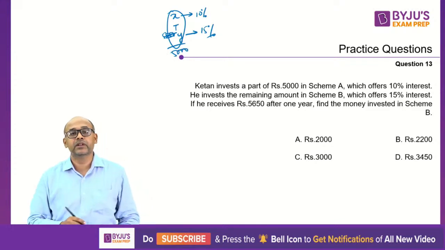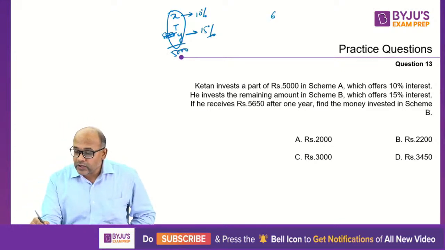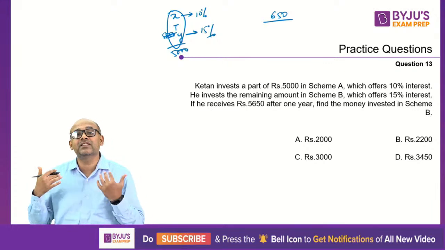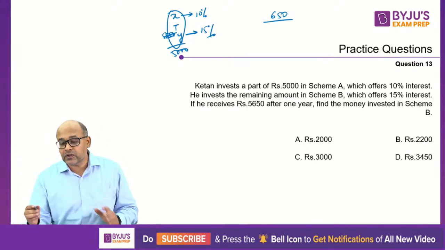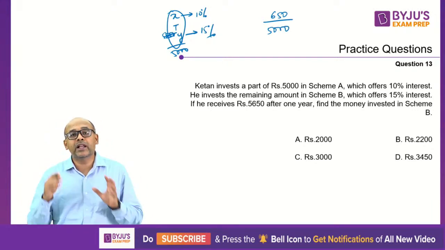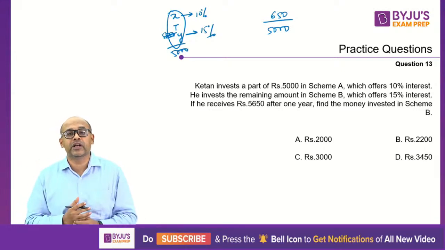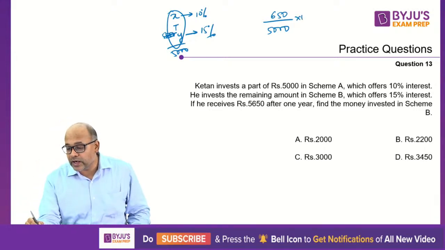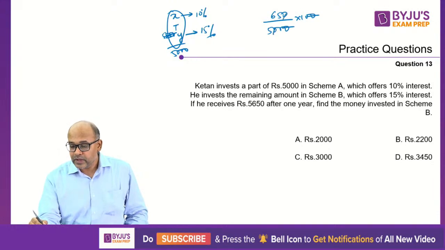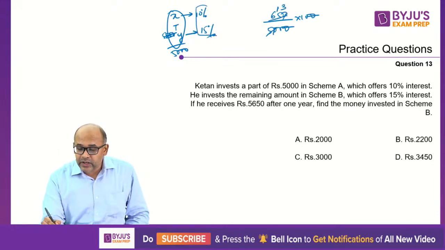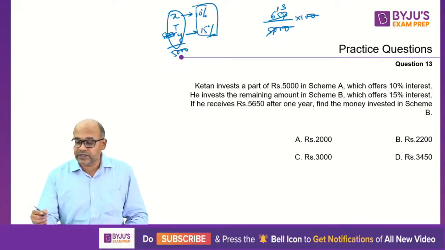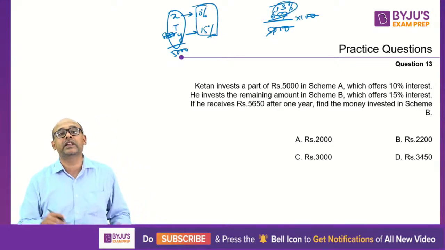We all know this. But what did we get? We got 650. So what is the percentage that you got? Overall percentage. 650 out of 5000. So on investing 5000 you got 650. So 650 out of 5000 into 100. This is the percentage. So what is it? This becomes 5 ones are 5, 5 threes are 15. So a mixing of 10% and 15% should result in 13% average.